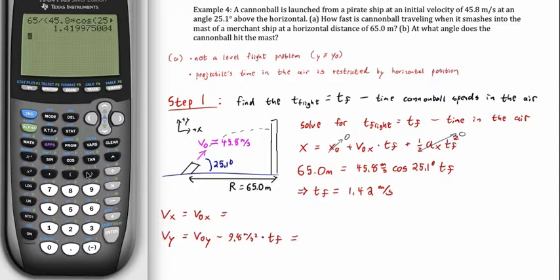Okay, so for Vx, we can take the value of just the x component of velocity, which is just the 45.8 multiplied by cosine of 25.1. Okay, so just that value on its own gives us 45.7. Okay, so that is just the x component of the initial velocity.